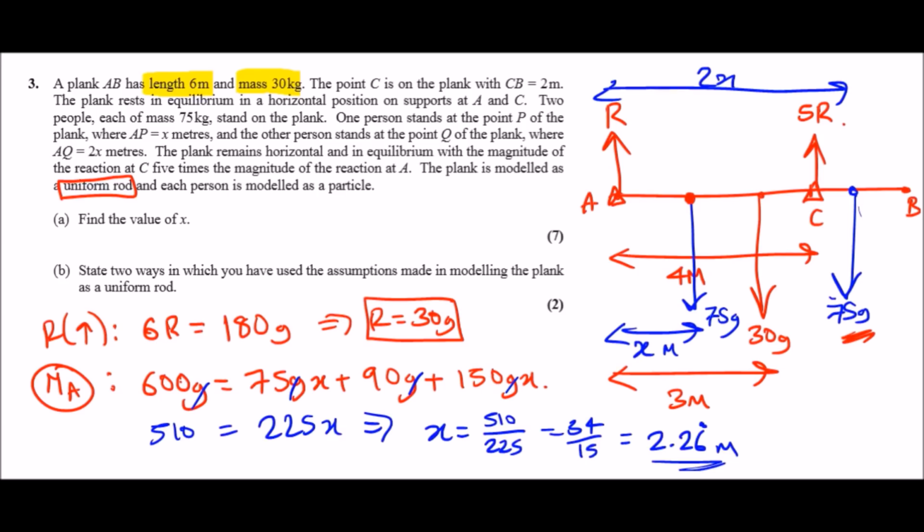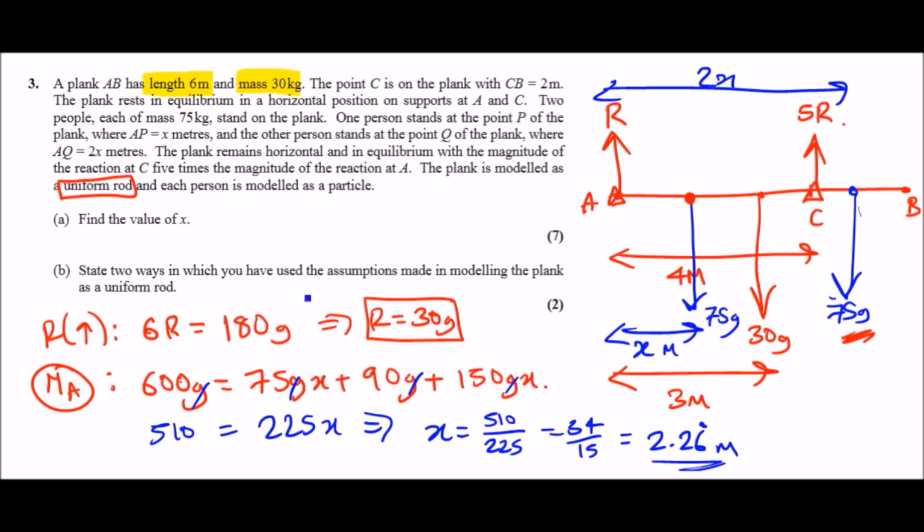Okay, now this one's one of those typical state that questions. So let's have a look at this wordy problem. State 2 ways in which you have used the assumptions made in modeling the plank as a uniform rod. Well, 2 words, uniform and rod. As a rod, we can say that this rod is straight, as you can see, or not, my one's kind of bendy. But usually you have to say that the rod does not bend, it's straight, it's rigid. So that's one of the major things.